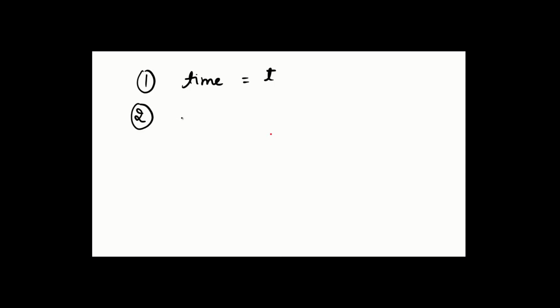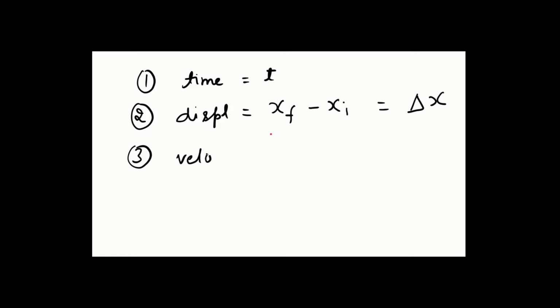Next, what is the displacement? Displacement, we can say, is equal to xf minus xi, which is also called delta x. This delta means change in. The third thing will be its velocity. So velocity is delta x over t.